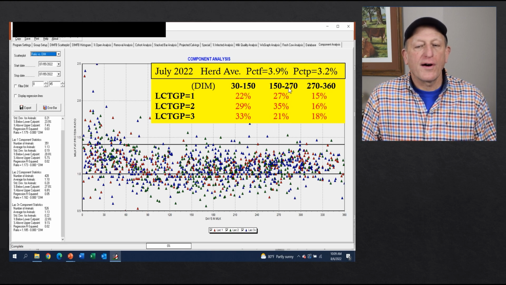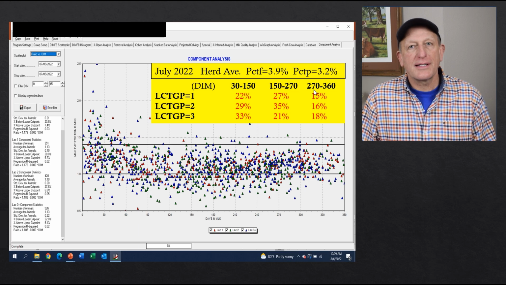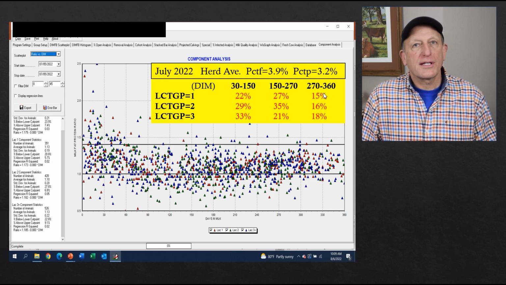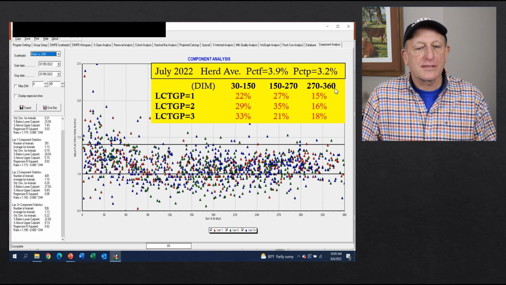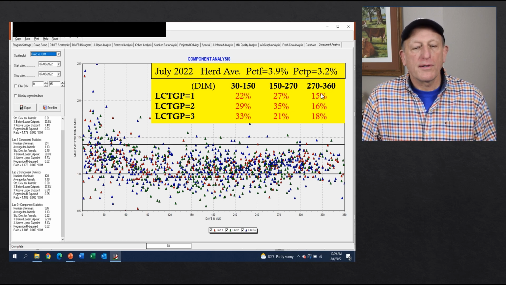And if we look really far out at 270 to 360 days in milk, our goal is to have less than 5% inversions. As you can see, all groups are way above that.